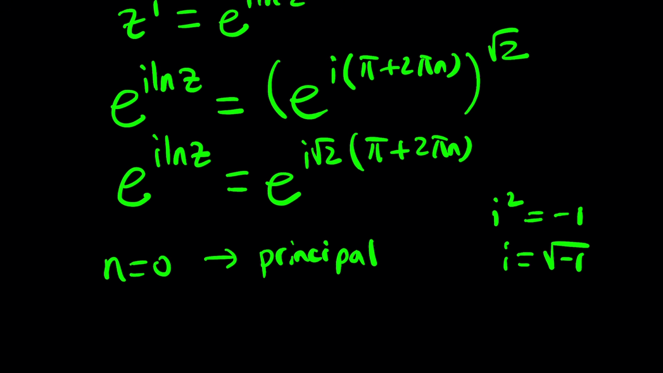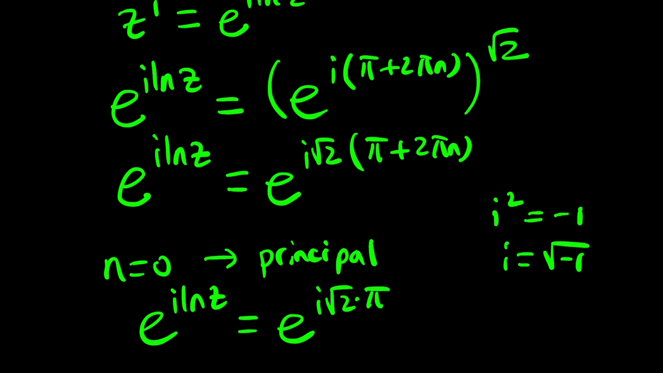And you can find it for any number. The only exception is 0 has a single square root, which is itself, right? Great. So if n is equal to 0, we get something like this. e to the power i ln z equals e to the power i root 2 times pi. Now, in this case, are we allowed to get rid of the i? Absolutely, because i doesn't equal 0.